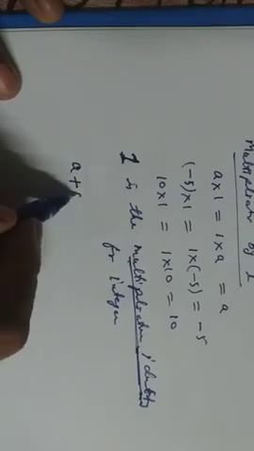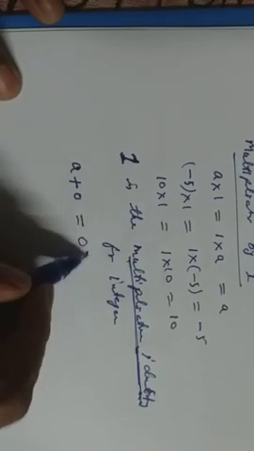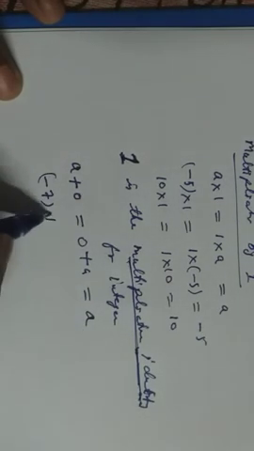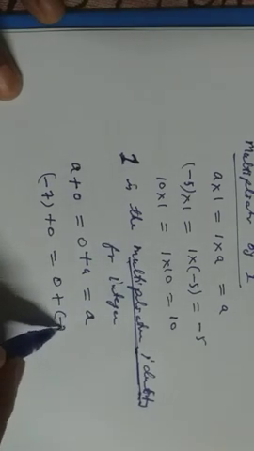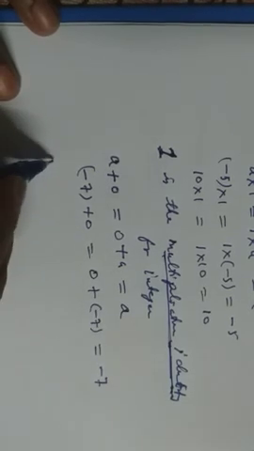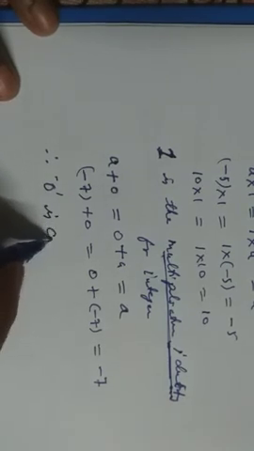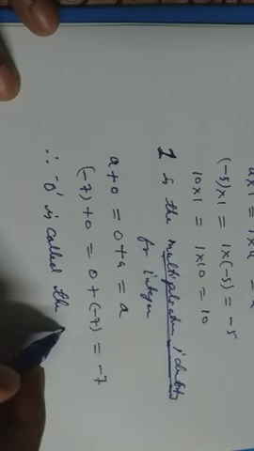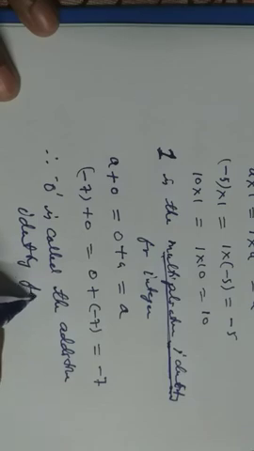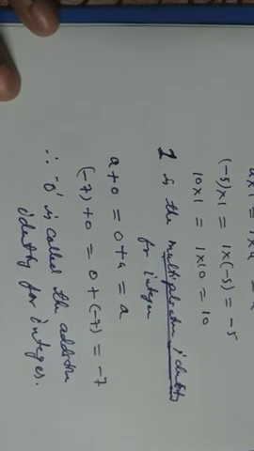Similarly, if any integer is added with 0, or 0 is added to any integer, the integer remains the same. Minus 7 plus 0 is also equal to 0 plus minus 7 is equal to minus 7. You can take many more examples. You can see when 0 is added to any integer, the integer remains the same. Hence, 0 is called the additive identity for integers.